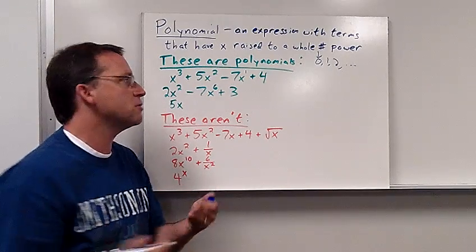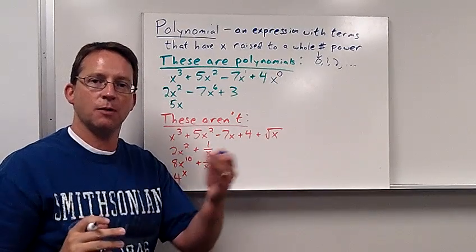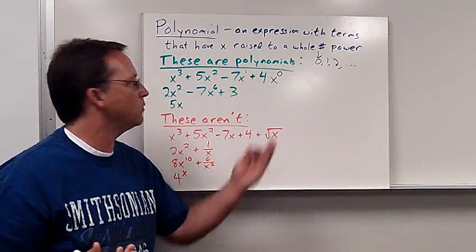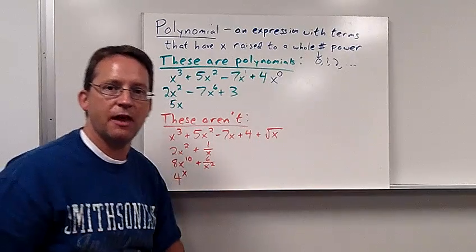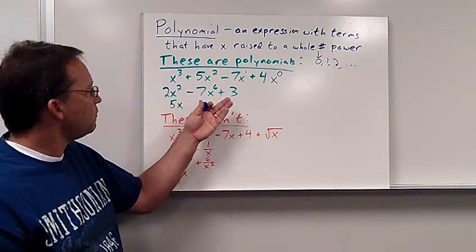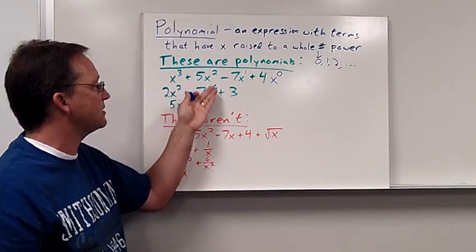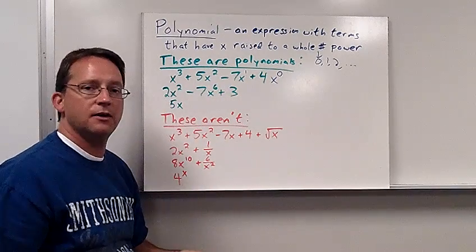Really, when you have a constant term, it's like having x raised to the 0 power, because any number to the 0 power is 1. So you really just have 4 times 1 to give you that 4. So constants are going to be okay in a polynomial. Another polynomial, in this case, 2x squared minus 7x to the 6th plus 3, that's fine.